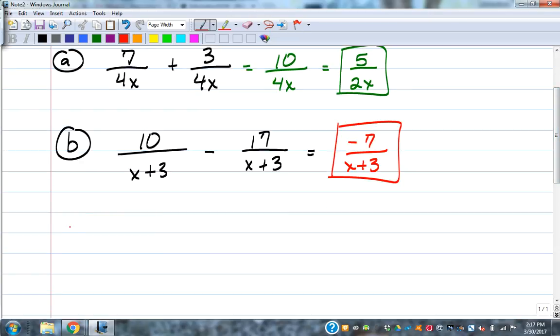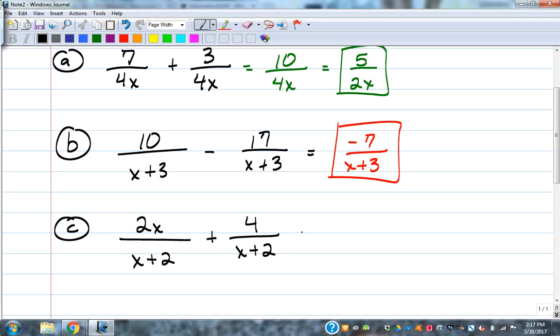Let's get something a little bit more Algebra 2 level. Still, I would probably call this Algebra 1 level. Maybe 2x over x plus 2 plus 4 over x plus 2. Denominator already the same. Are those like terms on the top, though? Not this time. We got 2x and we got a 4. They're not like terms, so we're going to write them as a binomial. It's going to be 2x plus 4 on top.